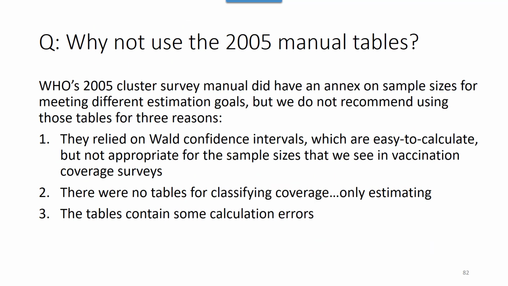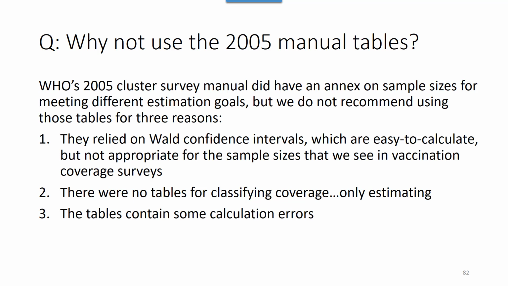Well, you may say, hey, the WHO's 2005 cluster survey manual had an annex on how to size your survey to meet estimation goals. Why wouldn't we use those tables in the old annex? There are 3 reasons why I recommend that you not use those tables. First, they're based on Wald confidence intervals, and I'm going to describe in some detail in a moment why I don't think Wald confidence intervals are correct for this work. They're easy to calculate, but they're not appropriate, so we don't want to use those.